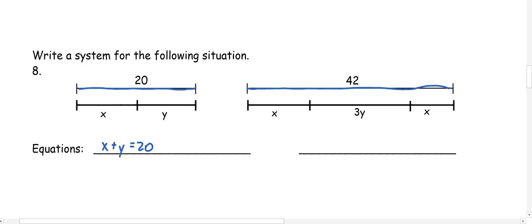The second picture is a little bit trickier because there's 3 different parts. So we're just combining like terms still. So we have an x and an x, which would get us 2x, plus we have 3y, and that's going to equal our whole piece, which is 42.